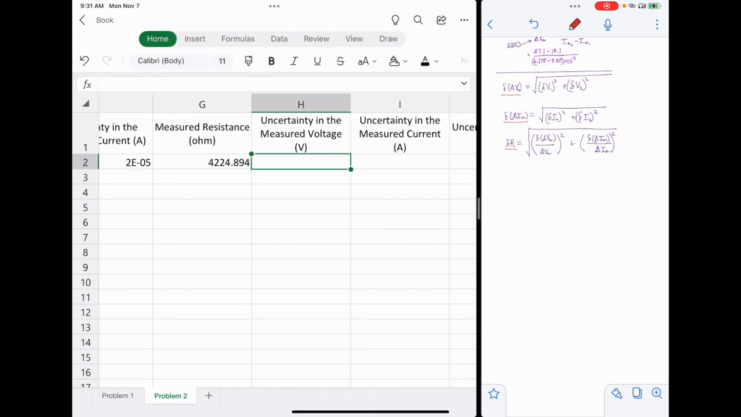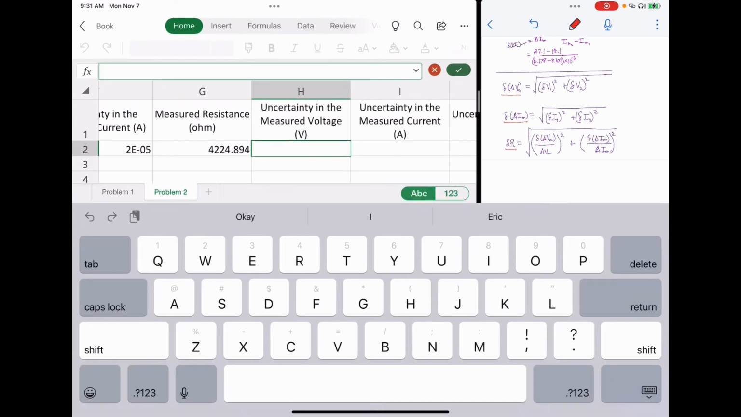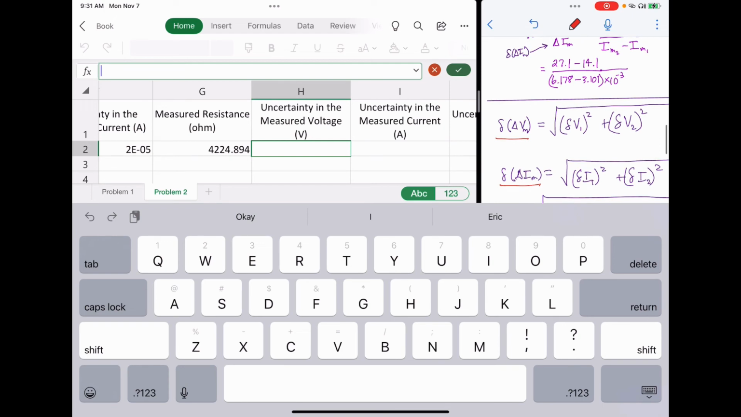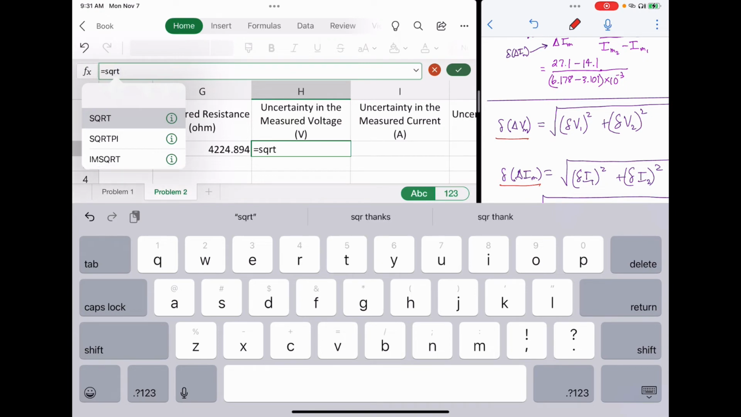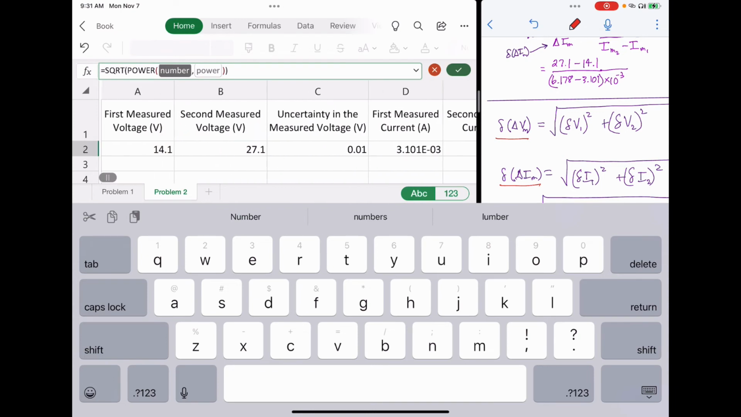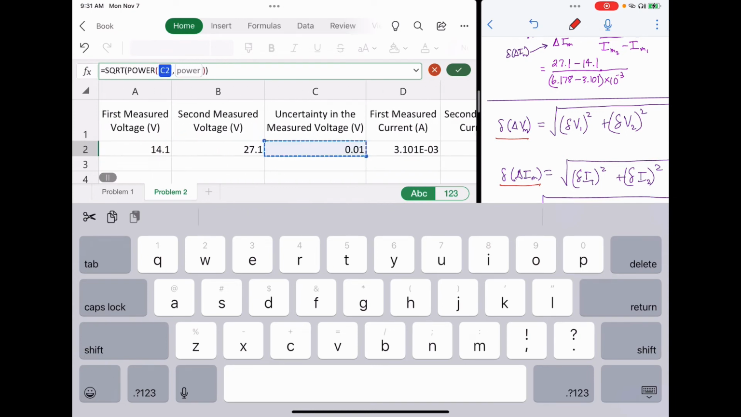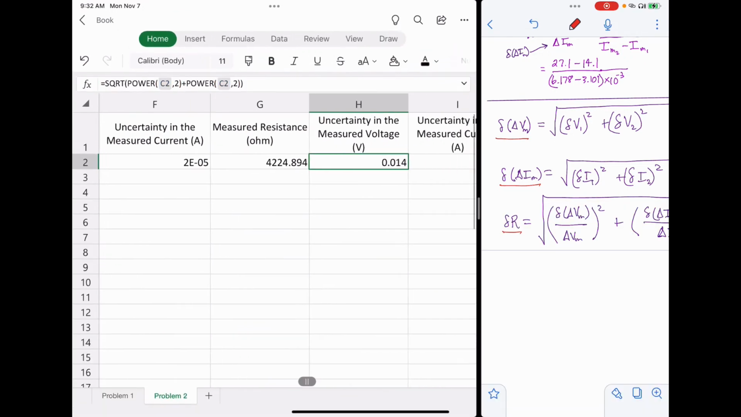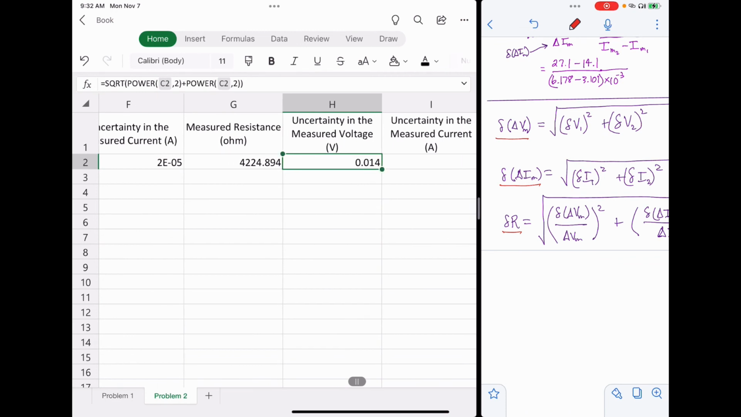All right, so let's go ahead and do this. We are going to use the top equation here for the first one. And so this is just going to be equal to SQRT, all right? And then, of course, it's going to be the power. Now we need to go ahead and find the uncertainty in the measured voltage. And this is going to be the power squared. So that's our first one. And then I'm going to say plus the power of this same uncertainty. And then I'm just going to say squared. And that's going to be the uncertainty in that voltage.